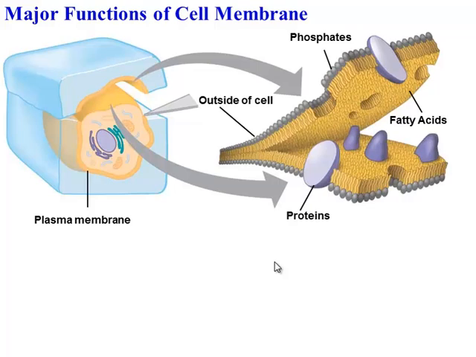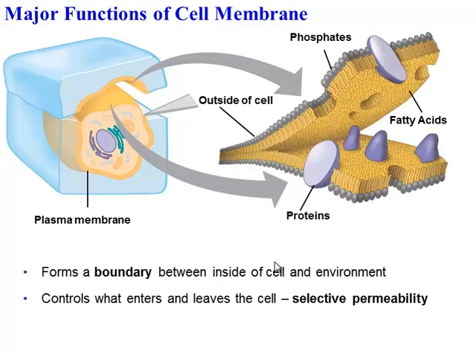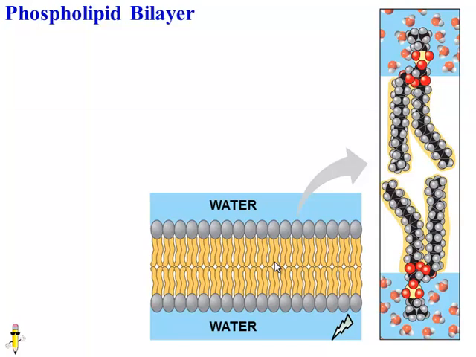And this structure enables the cell membrane to do three things. First of all, it just forms a boundary between the cell and the environment. It also is selectively permeable, so it picks and chooses what materials enter and leave the cell. And finally, it's able to communicate with other cells due to some very specific components that we'll come back to later. Let's take a closer look now at that phospholipid bilayer.